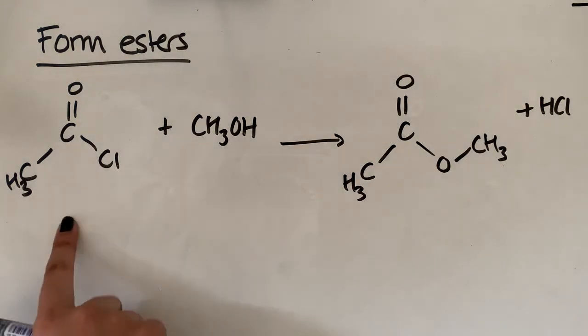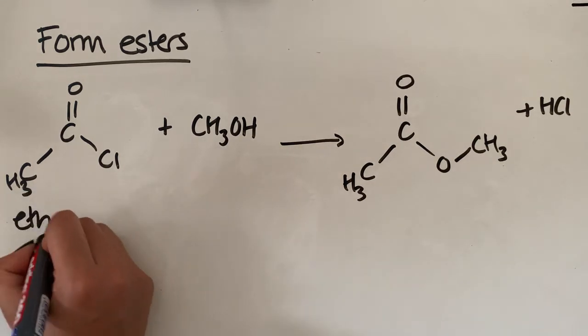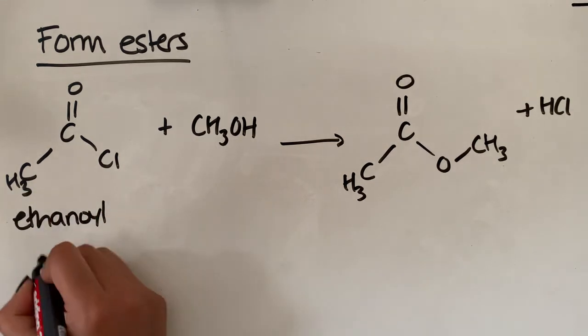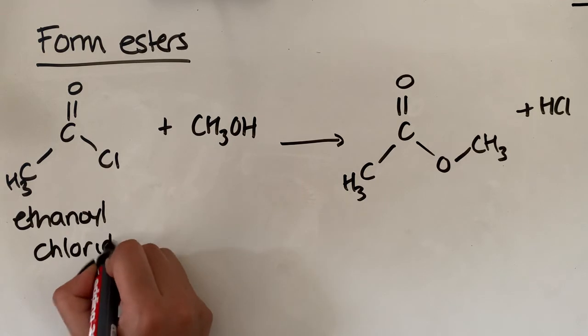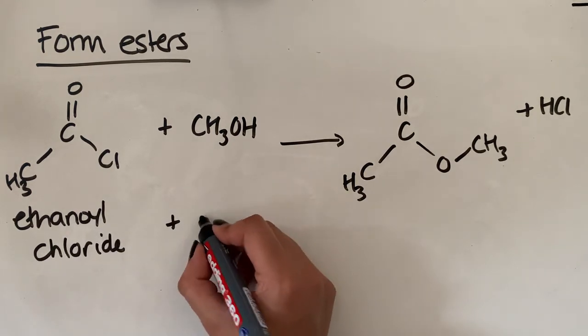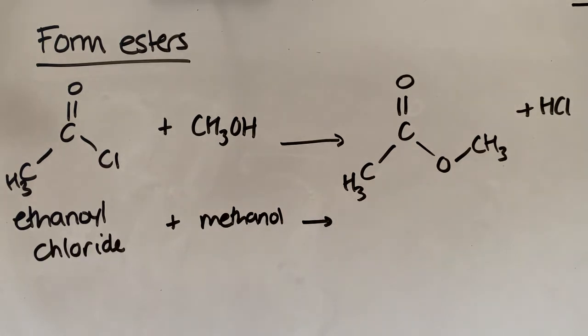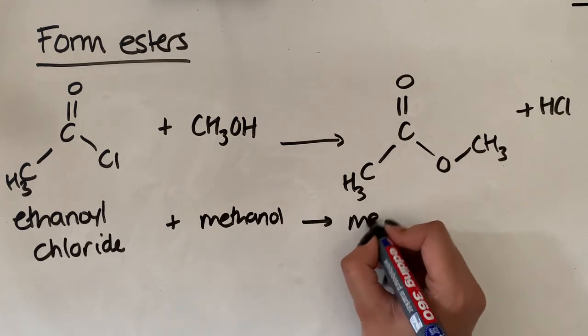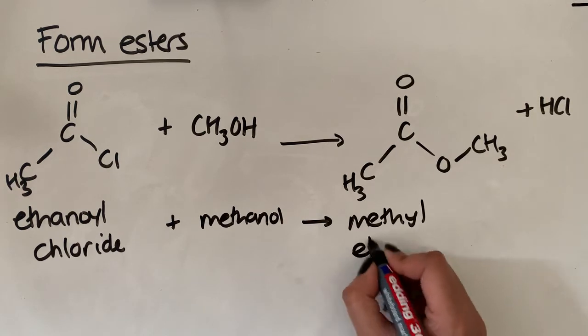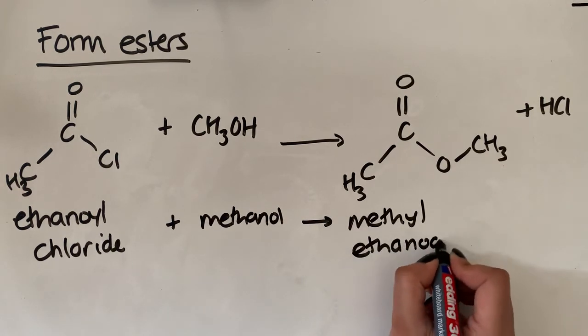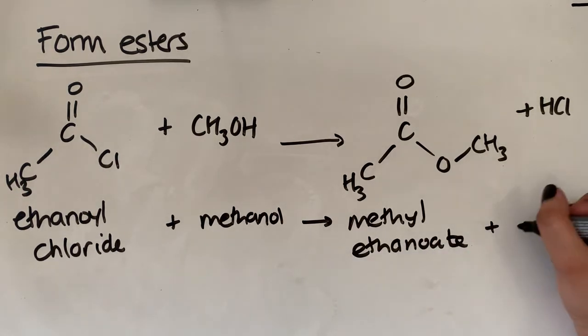So we've done ethanoyl chloride plus methanol, and that's given us methyl ethanoate and hydrogen chloride gas. I'm just going to keep that as HCl for now.